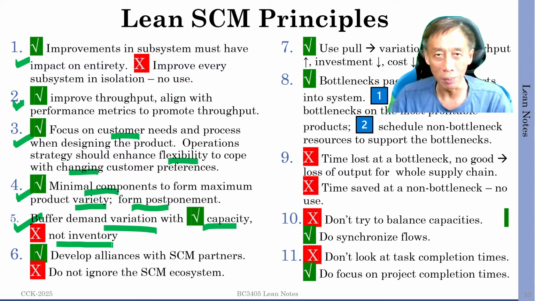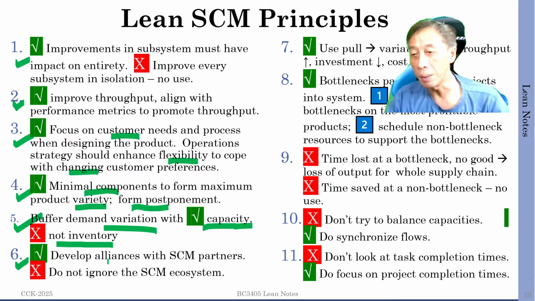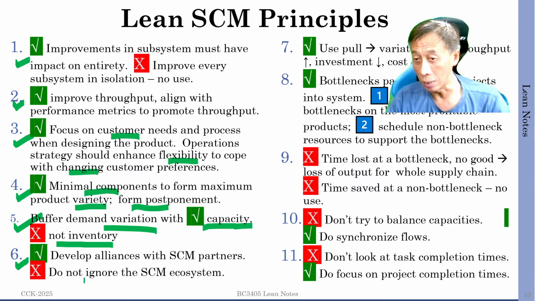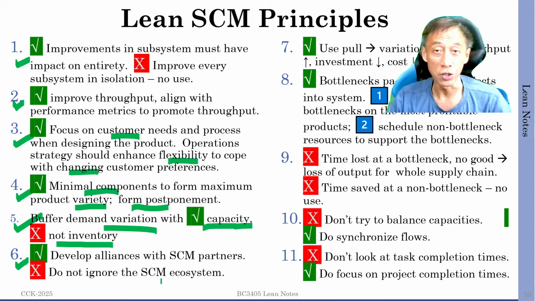It's not that you know demand is high, you worry that the demand is high. So in case the demand is high, you can handle. But then what if demand is low? You would have all the waste. And worse is if the inventory doesn't have long expiry time, right? So it cannot be stored till 2 days later, 3 days later. Then you'll be in trouble. So you see, it's the wisdom here, buffer demand fluctuation with capacity rather than inventory. Number 6, develop alliances with supply chain management partners rather than ignore the supply chain ecosystem.